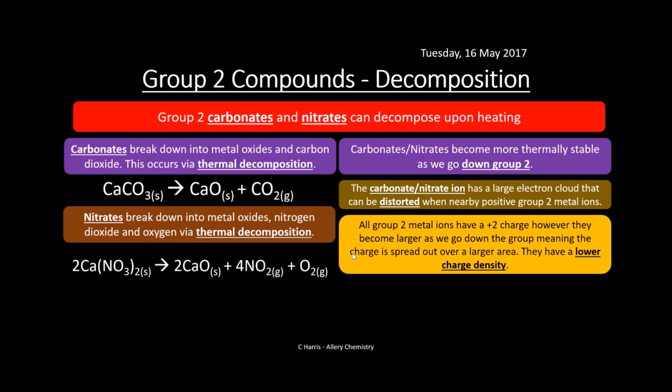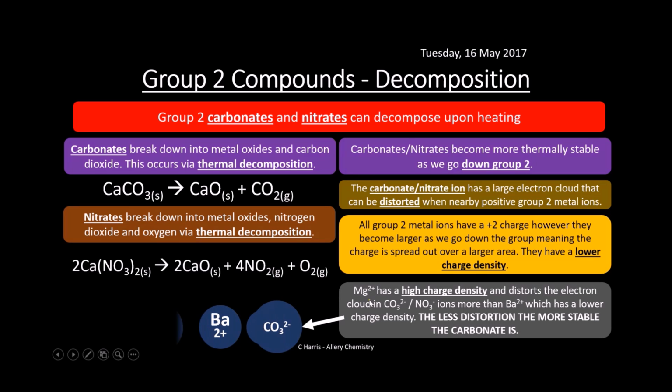So this idea of charge density, you're looking at the size of the ion and you're looking at the size of the charge. The bigger the ion, the more that charge is spread over a larger area. And that's going to have an impact on how it distorts the electron clouds in your carbonates and nitrates. Okay, so let's have a look at an example here.